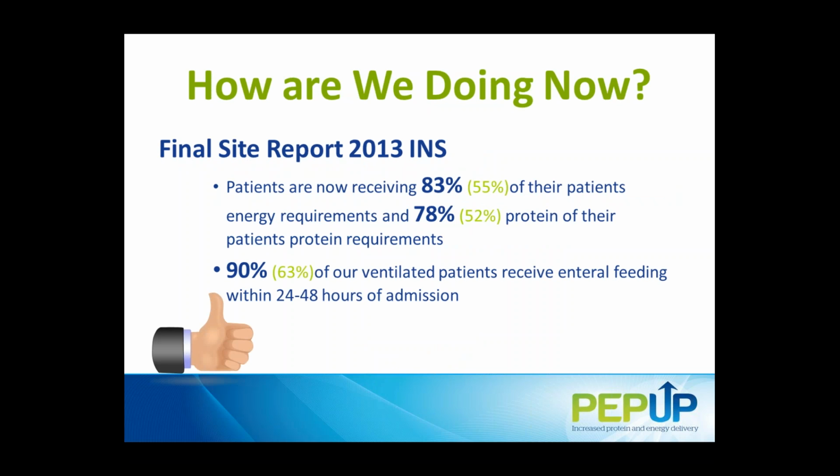So I'm so proud to tell you how we're doing now. After we implemented our PEP UP protocol and we re-audited ourselves using the 2013 INS, our patients are now receiving 83% of their caloric requirements. 78% of their protein requirements. So we still have a little bit of work to do there to get that nudged up above the 80% mark. And 90% of our ventilated patients are receiving enteral feeding within 24 to 48 hours of admission.